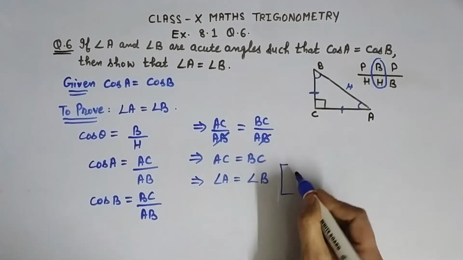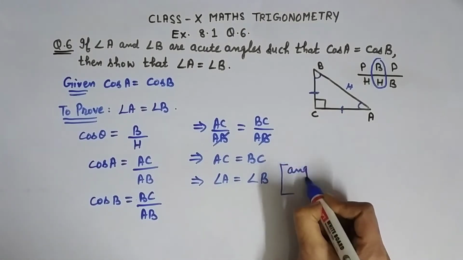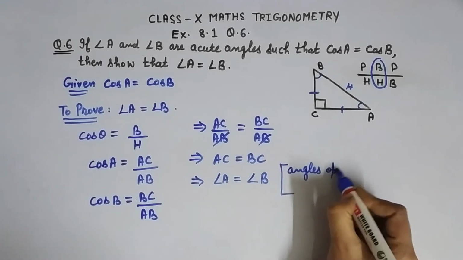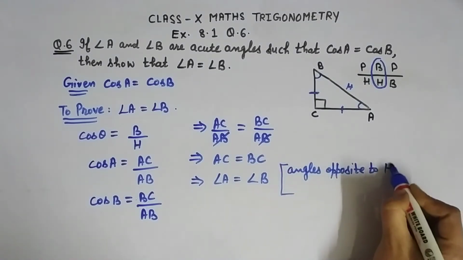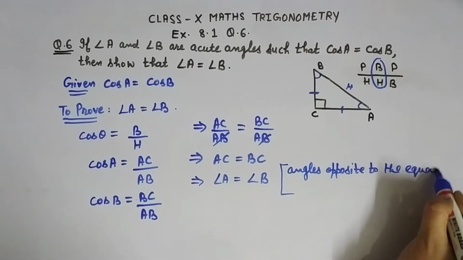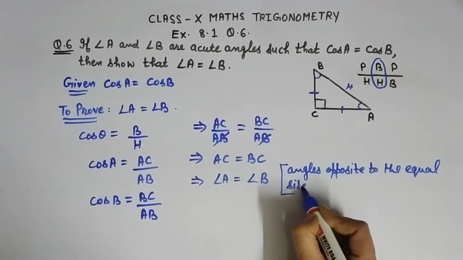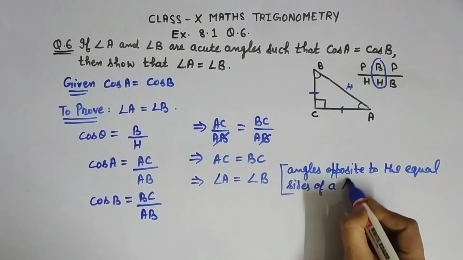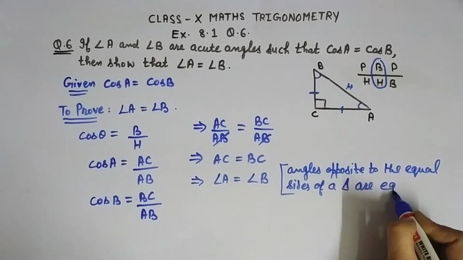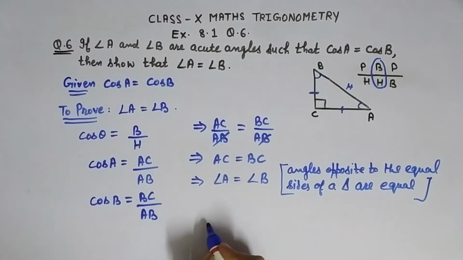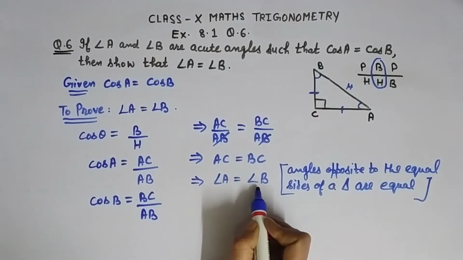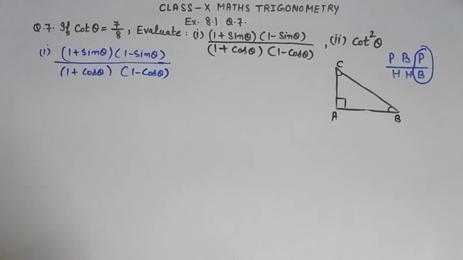And in reason, we can write angles opposite to the equal sides of a triangle are equal. Okay, so in this way we proved angle A is equal to angle B.